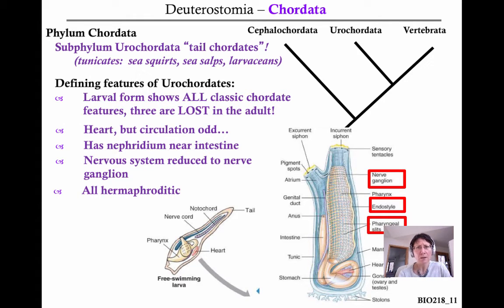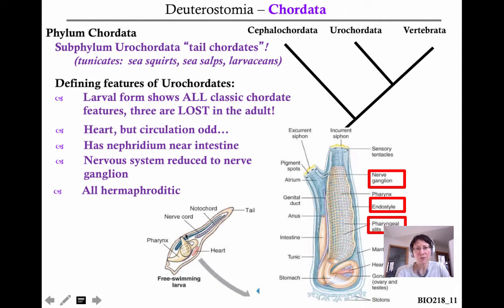So as juveniles, they have all 5 of the classic chordate features. But what happens is, and this is supposed to actually be the incurrent, so it looks like this is the mouth, but it's not really, it's kind of a sucker. So this is the mouth, the incurrent siphon, and this is the excurrent siphon.